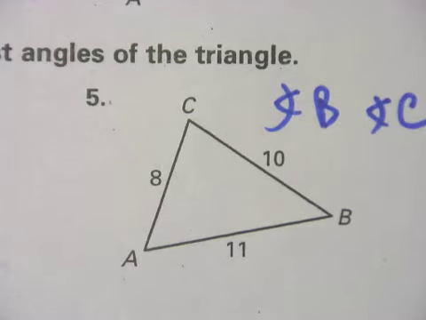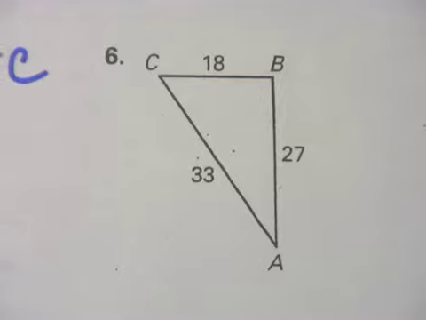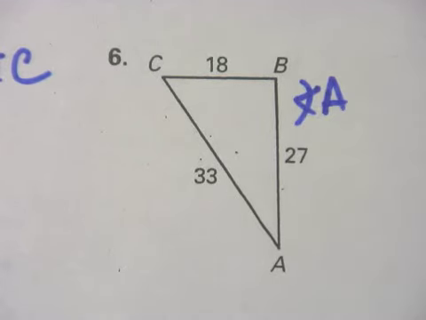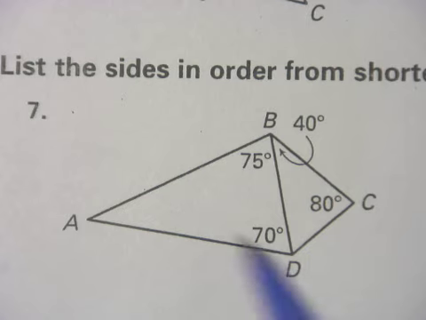For number 5, I hope we can see here that angle B is the smallest and angle C is the largest. For number 6, I hope we can see that angle A is the smallest and angle B is the largest.